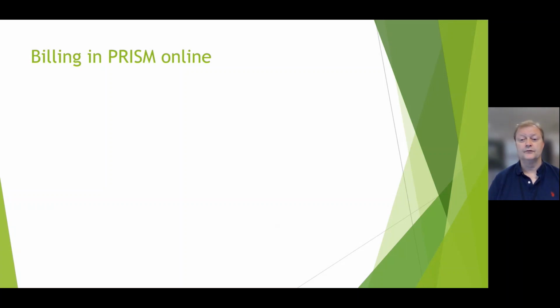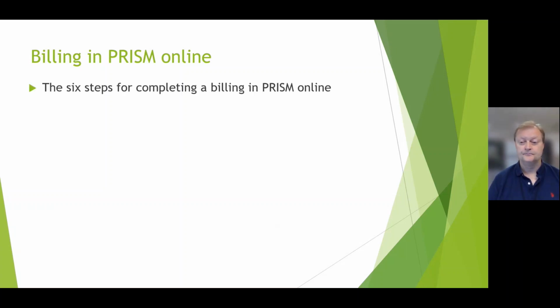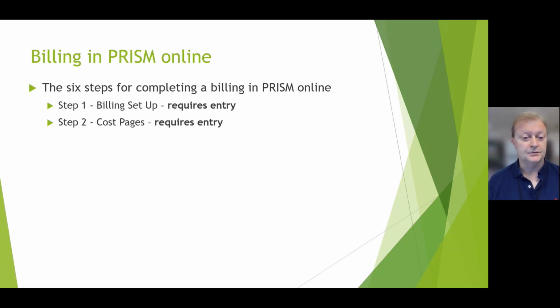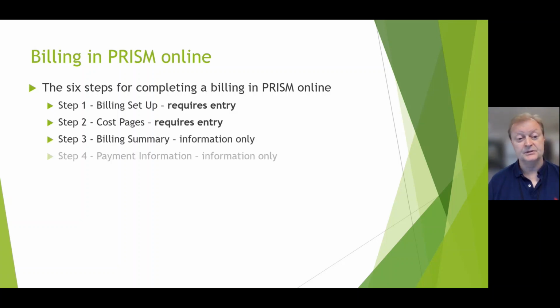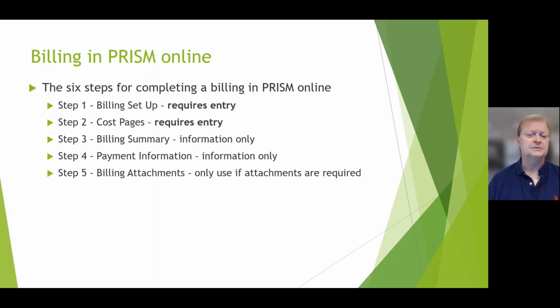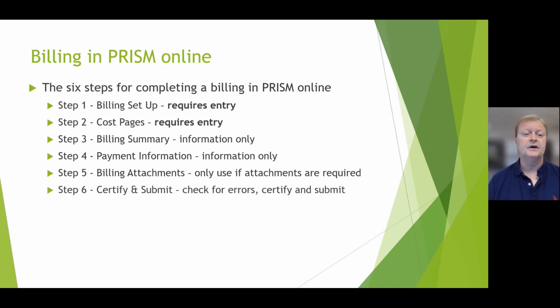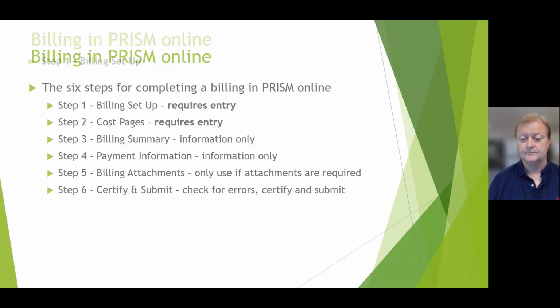Now you're ready to create an RCO billing. Let's start with an overview of the billing on PRISM Online. Step number 1, billing setup requires entry. Also requiring entry is cost pages. Information only is billing summary and payment information. Billing attachments, only use if attachments are required, and you will be told about that. Step 6, certify and submit. Check for errors, certify and submit.